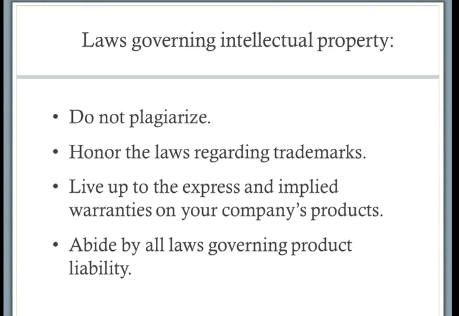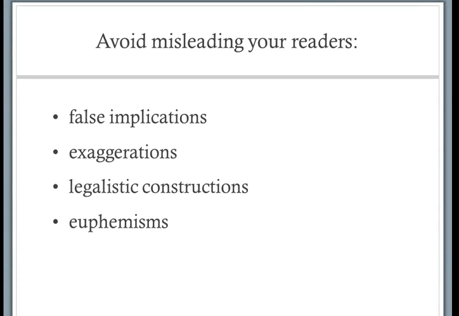Live up to the express and implied warranties of your company's products. So if your company is selling something and it has a year warranty and something goes wrong within that year, don't try to lollygag so that the year is up and you're no longer responsible, but make sure that you take care of whatever issues arise in a timely and direct manner. And again, abide by all the laws governing product liability. So if a product can in some way injure or hurt people, you need to make sure that information is conveyed clearly.